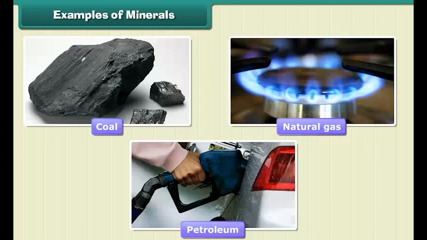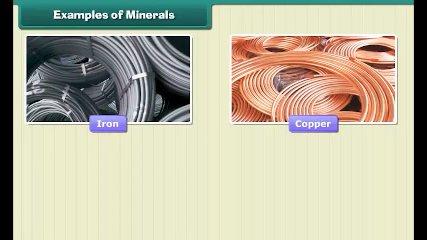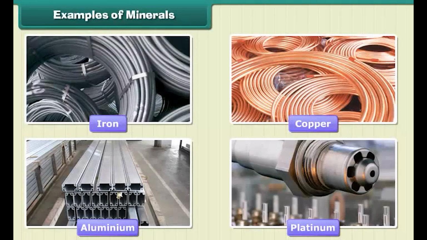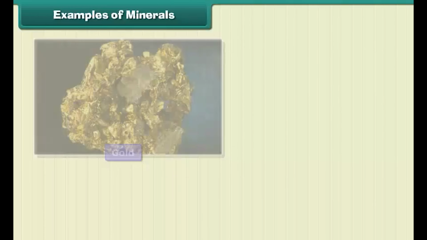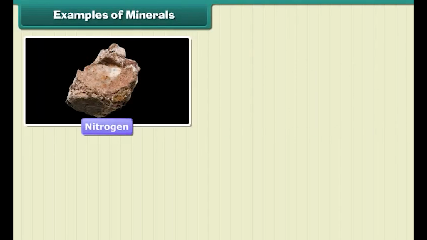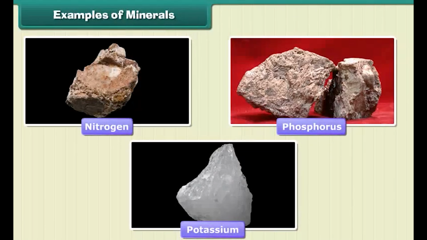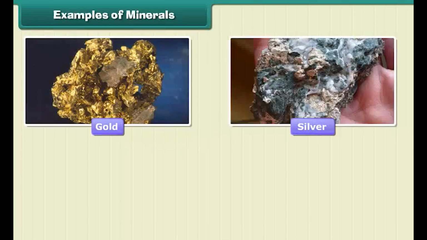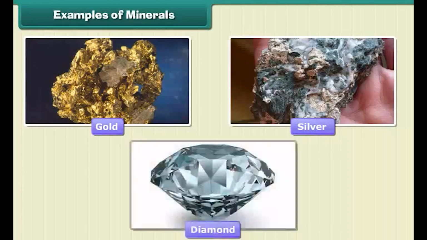Some are used in industries like iron, copper, aluminium, platinum, etc. Minerals like gold, lithium are used in medicines. Nitrogen, phosphorus, and potassium are used in fertilizers. Gold, silver, diamond are used in jewelry.